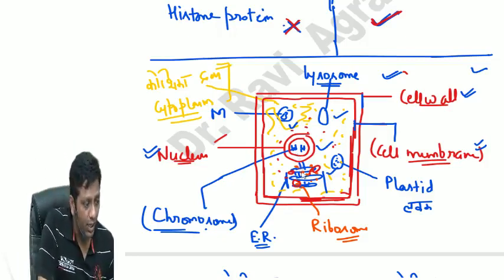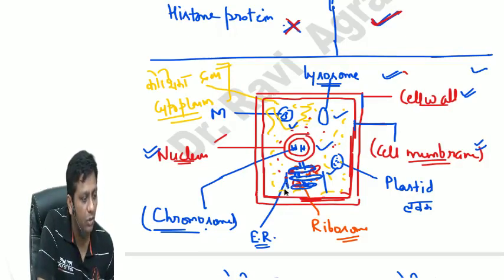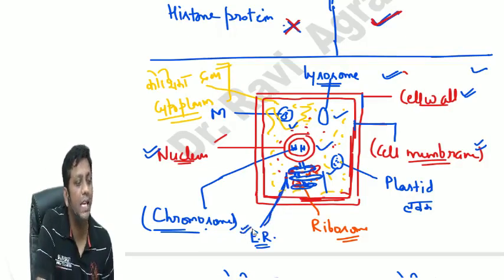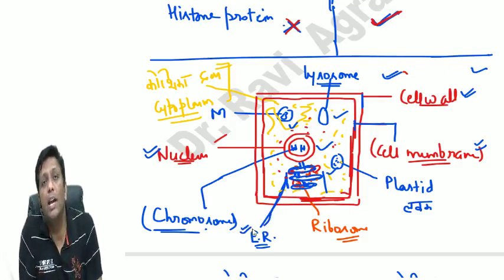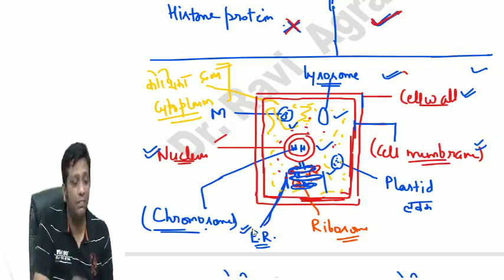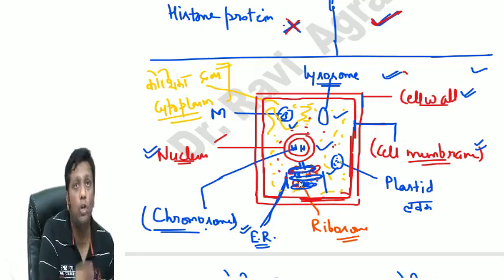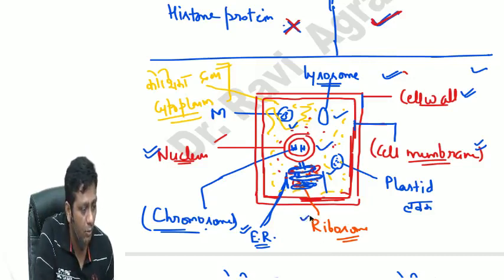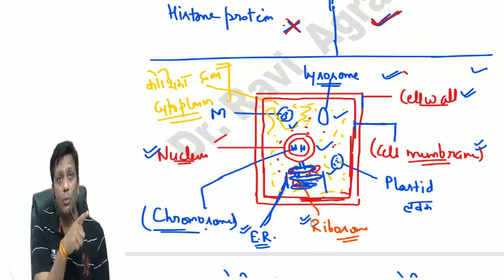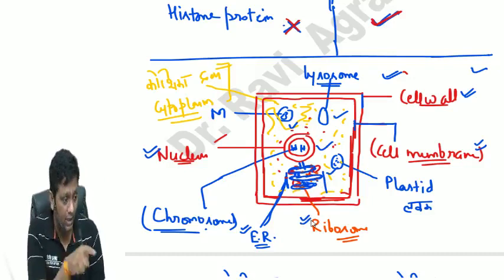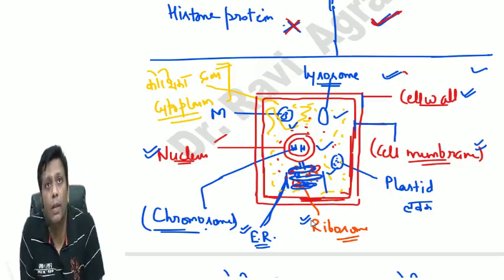From this nucleus there is an outgrowth of one more cell organelle. That blue colored structure here that I made is called the endoplasmic reticulum, in short ER. And on the surface of the endoplasmic reticulum, you can see here, guys, this orange colored dotted structure. This is called ribosome. You know, 70S ribosome in prokaryotes, 80S ribosome in eukaryotes. This ribosome is present on the surface of the endoplasmic reticulum.